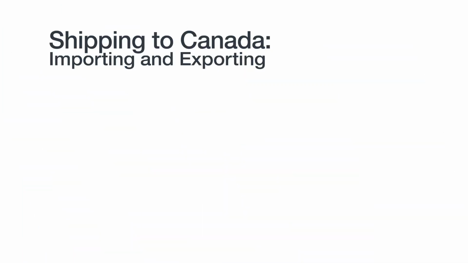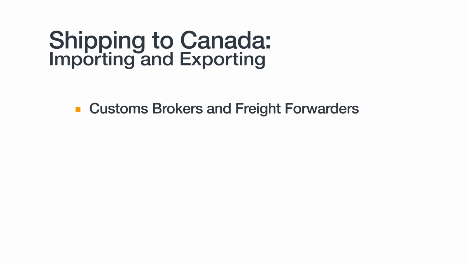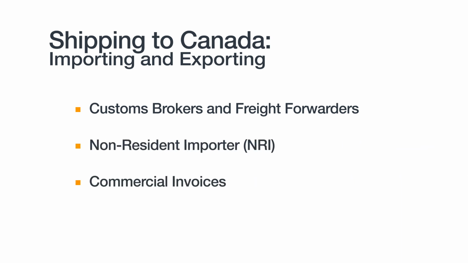When you expand your business to an Amazon marketplace outside your home country, you'll need to understand your importing and exporting obligations as a non-resident seller. In this video, we'll go over how you can get started with shipping your products to Canada, either to an Amazon fulfillment center using FBA or directly to the customer. This would include working with a logistics provider such as a customs broker or freight forwarder, becoming a non-resident importer, and preparing a commercial invoice.